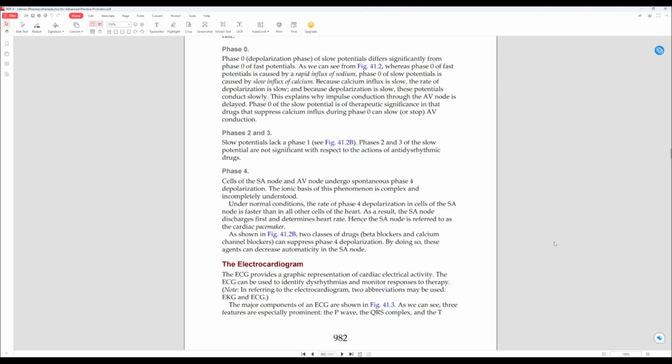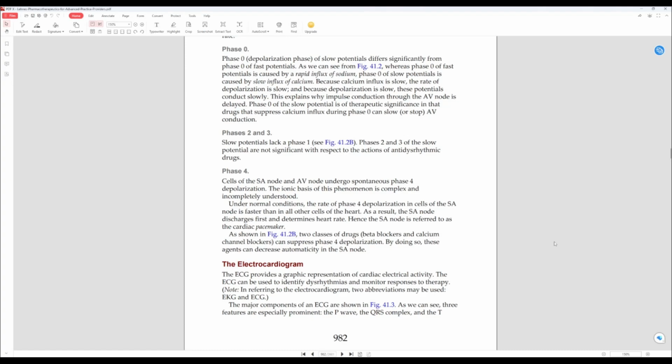Phase 4. Cells of the SA node and AV node undergo spontaneous phase 4 depolarization. The ionic basis of this phenomenon is complex and incompletely understood. Under normal conditions, the rate of phase 4 depolarization in cells of the SA node is faster than in all the other cells of the heart. As a result, the SA node discharges first and determines the heart rate. Therefore, the SA node is referred to as the cardiac pacemaker.